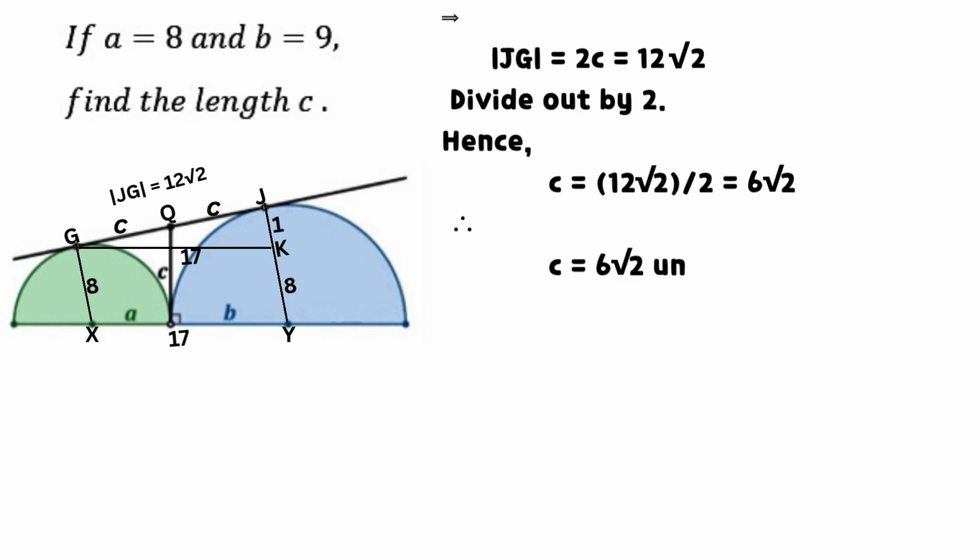Divide out by 2. Hence, C equals half of 12 times the square root of 2, which equals 6 times the square root of 2. Therefore, C equals 6 times the square root of 2 in units.